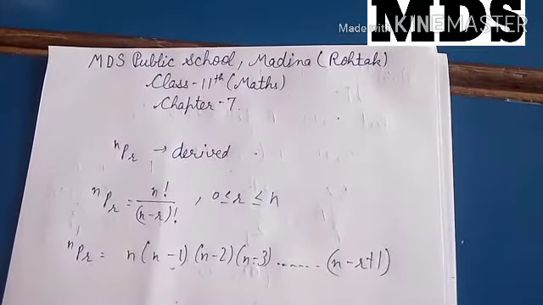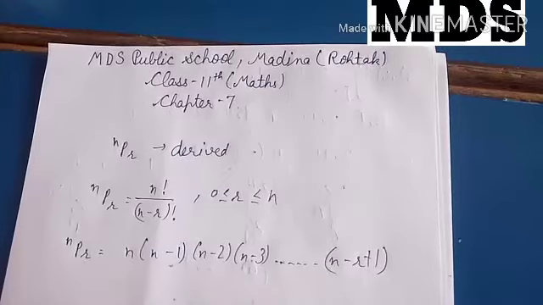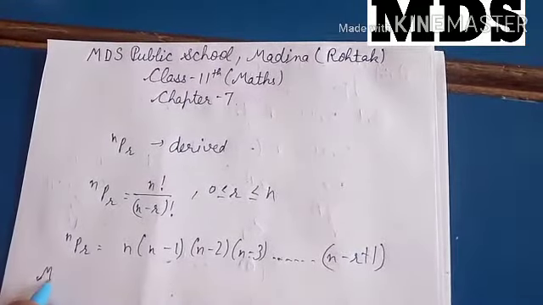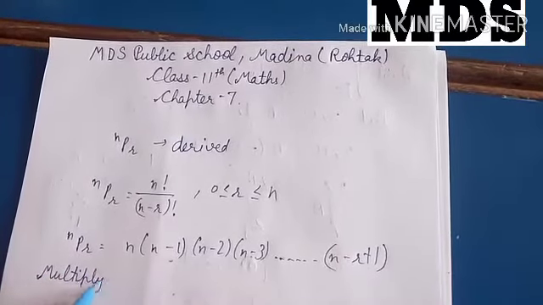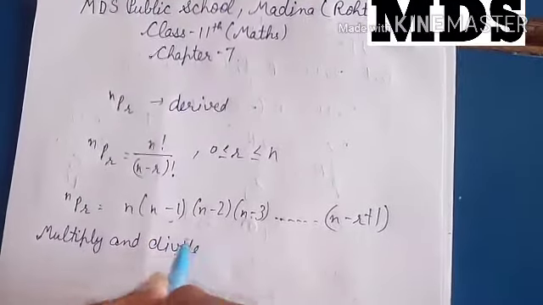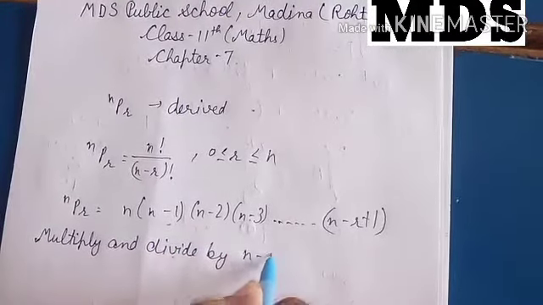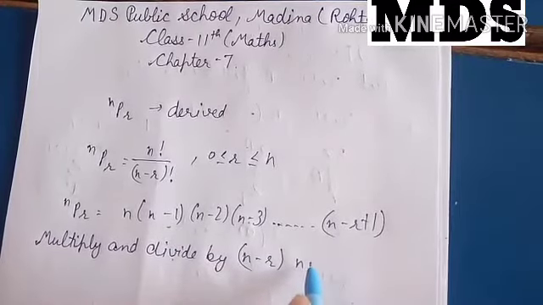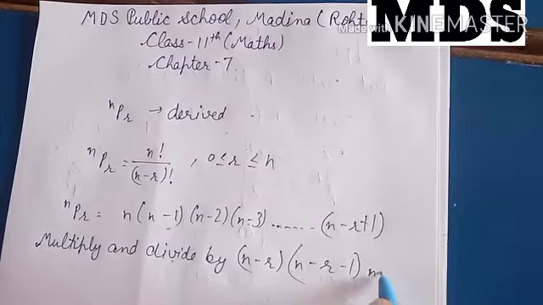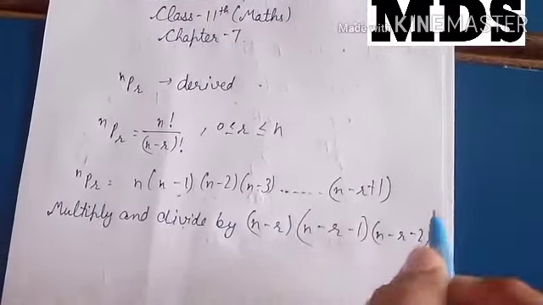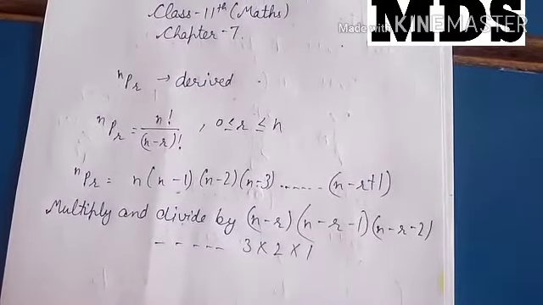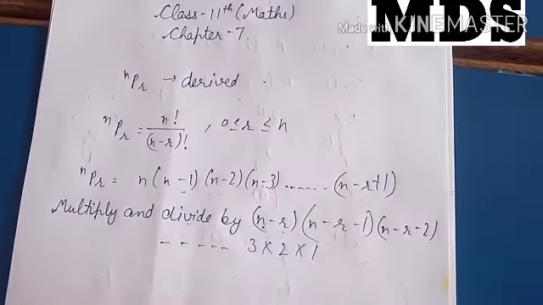So what we have done is we will multiply the complete expression by, and divide by, n minus r into n minus r minus 1 into n minus r minus 2, in this way till 3 into 2 into 1. That means we are going to multiply by n minus r factorial.